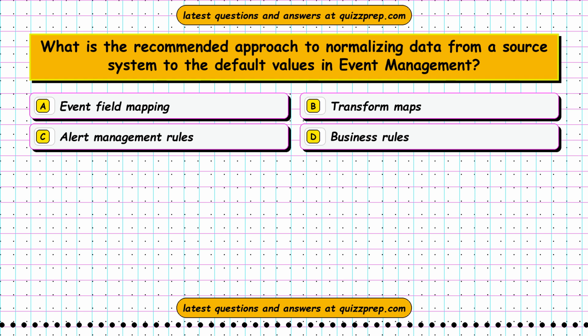Question 45. What is the recommended approach to normalizing data from a source system to the default values in event management? Option A. Event field mapping. Option B. Transform maps. Option C. Alert management rules. Option D. Business rules.